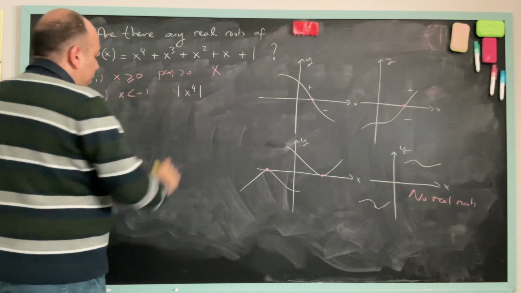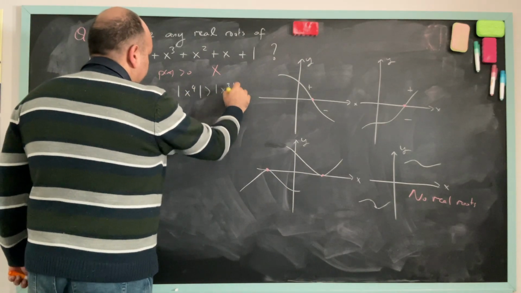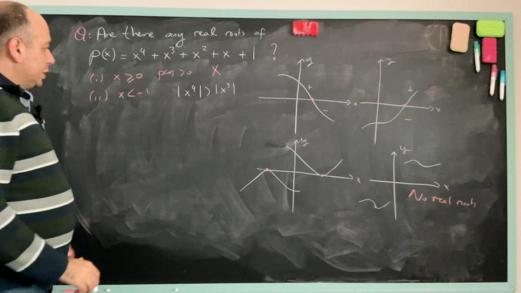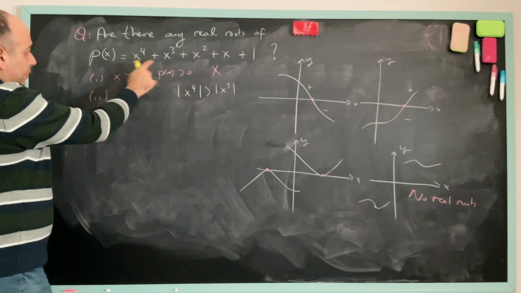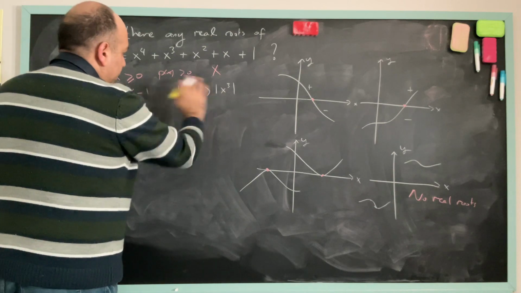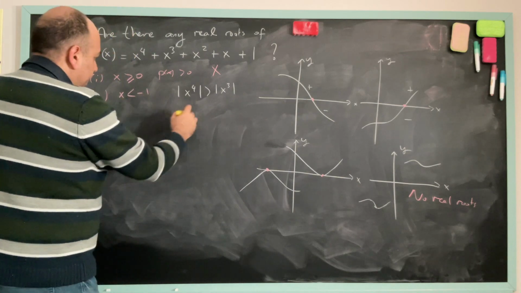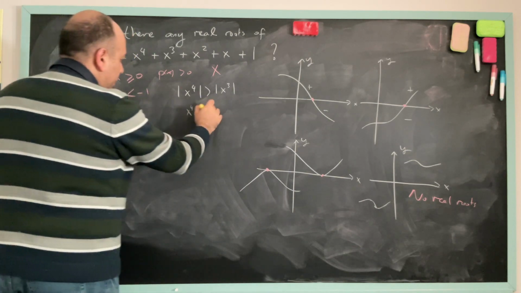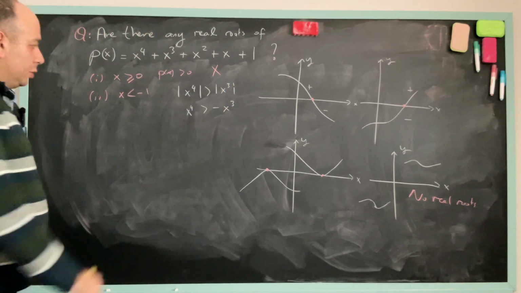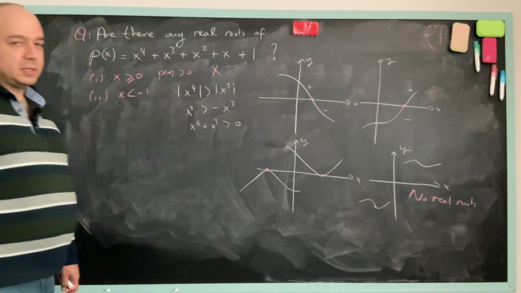The absolute value of x to the 4 is always larger than the absolute value of x cubed, right? I'm comparing these two terms, but they're absolute values. In this domain, this term is positive, this is negative. But when I compare the magnitudes, x to the fourth is larger than x cubed. So since x is less than minus 1, x to the fourth is larger than minus x cubed, because x cubed is always negative.